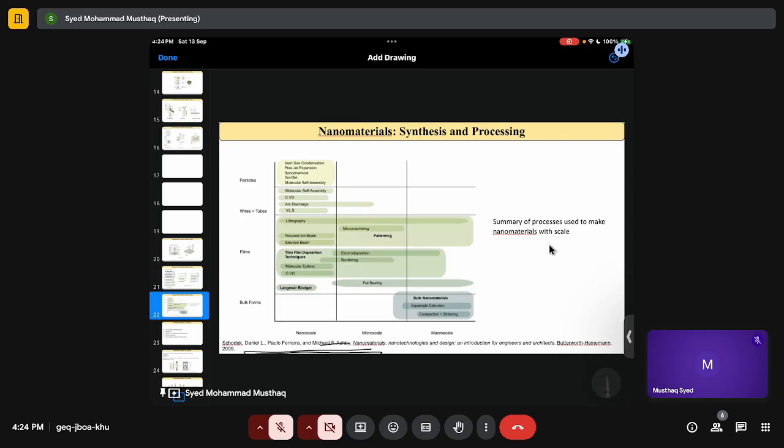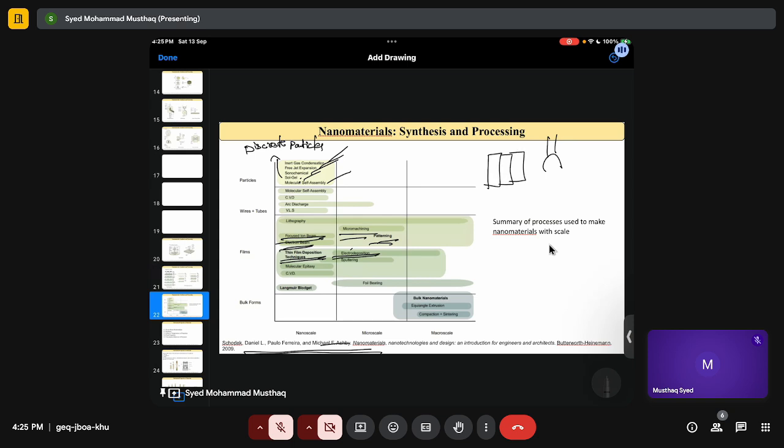Now same for particles, I have inert gas condensation, free jet expansion, sonochemical, sol gel, molecular self-assembly. And there is a small mistake here. If you want discrete particles, I have to write discrete particles; you can use sol gel there. And then wires and tubes, CVD, again I have discussed how you have a catalyst and then CNT grows. Molecular self-assembly I have explained. And then films, you can have micro machining or patterning, same. Focused ion beam, same. Electron beam, thin film deposition techniques, electrodeposition.